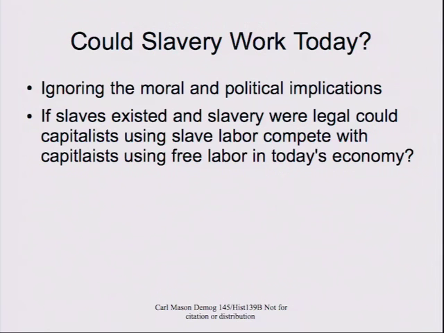I think it would be efficient that capitalists using slave labor could compete with capitalists using free labor. The question is, do I mean it would work or would it be efficient? What I mean is it would be efficient, that slavery could actually compete with free labor. Okay. So are there more questions or is there a pithy statement? I'm looking for a pithy statement. Yes.